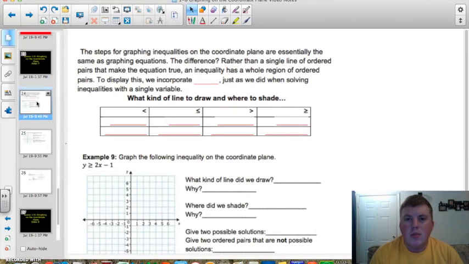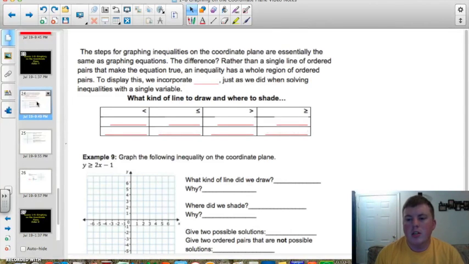What this is going to do is combine the functions from the beginning of this lesson, graphing on the coordinate plane, being able to graph a line, and it's going to combine it with 1-6, when we're graphing inequalities, and we had to worry about shading and whether things were open or closed. So the only thing different is rather than just one single line being the ordered pairs true, we're going to have a whole region of ordered pairs.